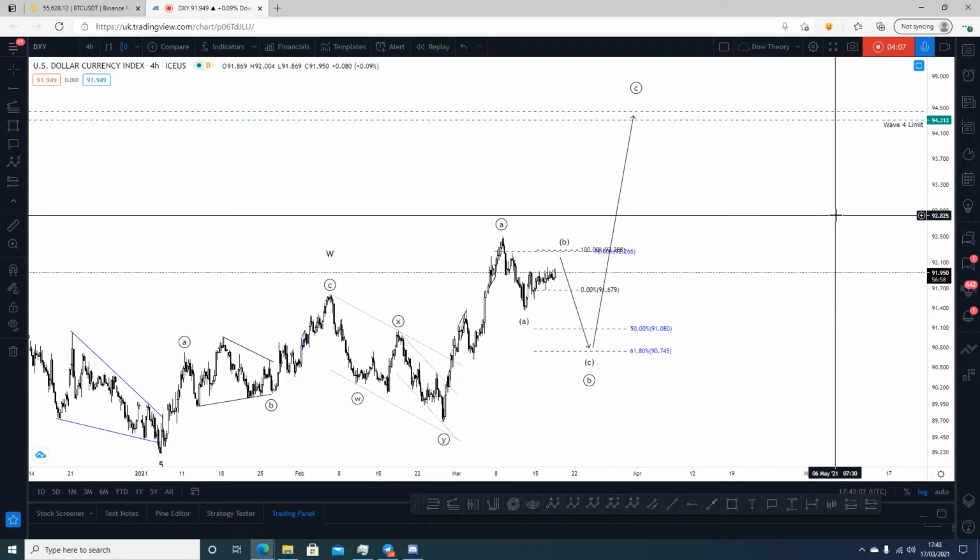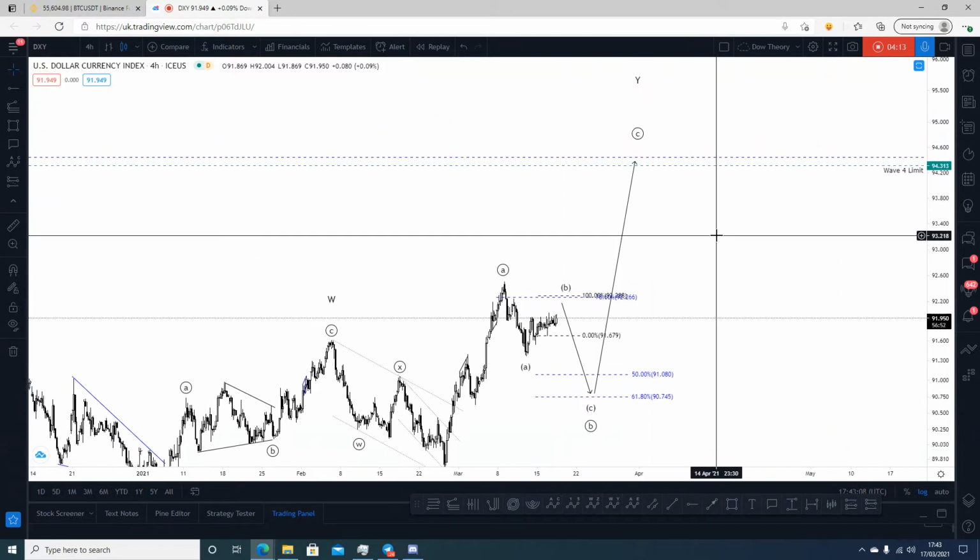Now, let's just say I'm correct, guys, and this is instead a double zigzag, and we see a termination point around 94.5. Well, what does this mean? Well, this means two things. Firstly, this means that the whole narrative for a bull market in the dollar is completely terminated, right? That's number one. Number two, this means that there's a fantastic opportunity to get on the right side of this dollar trend to the downside.